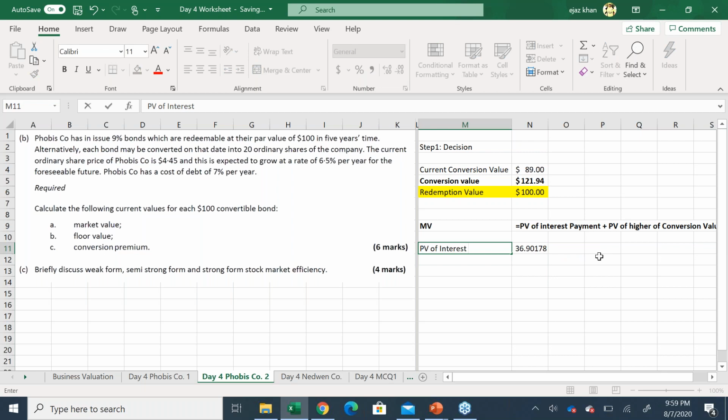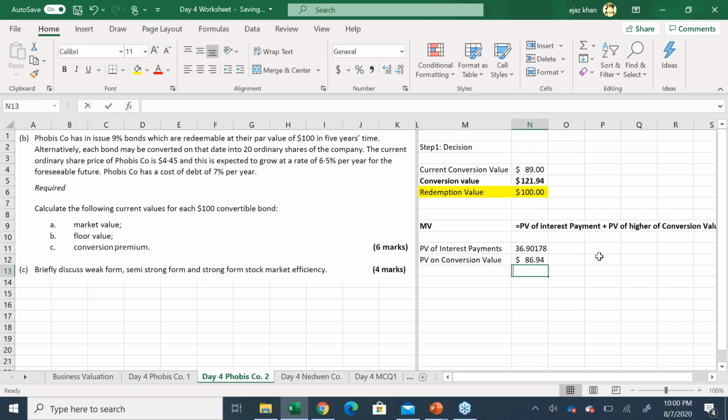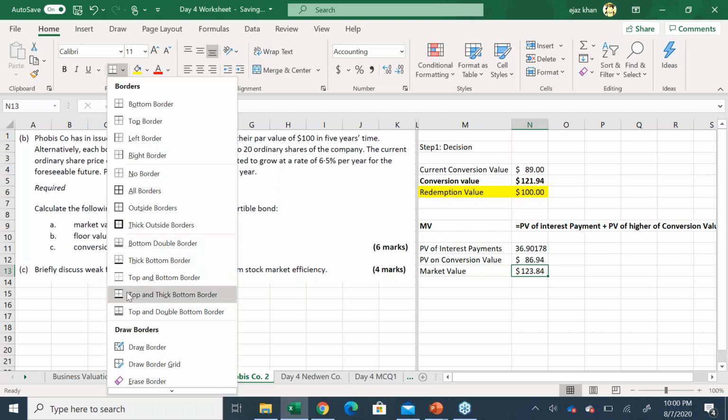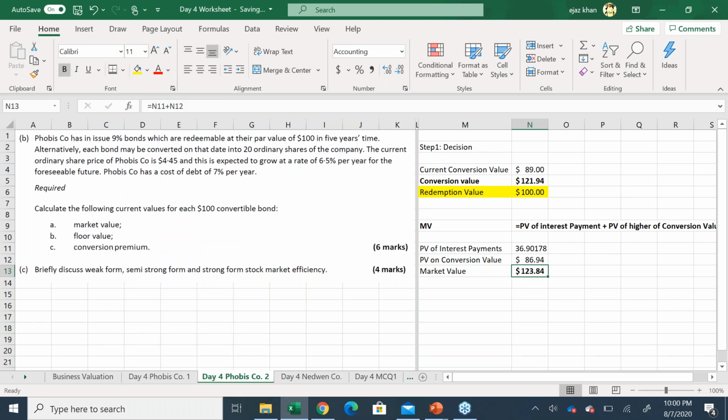So let me do it separately for you. Then present value of higher value of conversion value and redemption value. Here it is conversion value. Conversion value is 121.94. Since it's a single payment, one-time payment, we should multiply it with discount factor 1 plus R, 7%, raised to the power minus 5, 86.94. Let's add these two, which is 22. That's called your market value. Walid, is it clear now? I hope it's no more confusing.